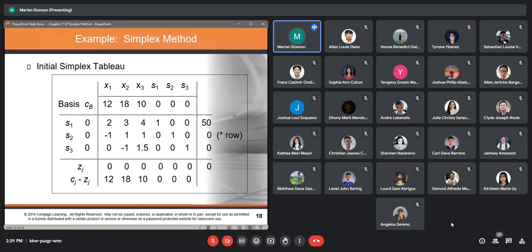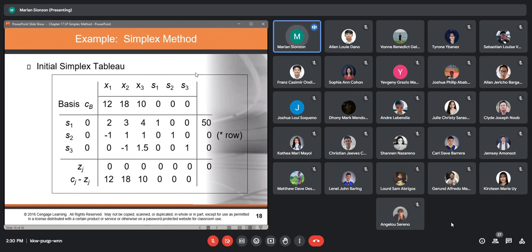Did you get the table? We did not include the artificial variables in this case, only the basic. Can you follow? Yes, miss. Okay. This is the column for x sub 1, the column for x sub 2, the column for x sub 3, the coefficients of s sub 1, s sub 2, and s sub 3.